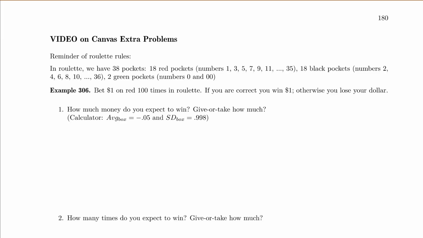This is a video with extra problems from chapter 17. Let's start by remembering the roulette rules. There's 38 pockets: 18 red pockets, 18 black pockets, 2 green pockets. Example 3 and 6 says, bet $1 on red 100 times in roulette. If you're correct, you win $1, otherwise you lose your dollar.